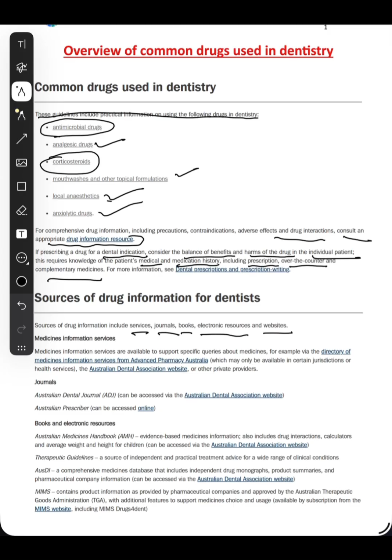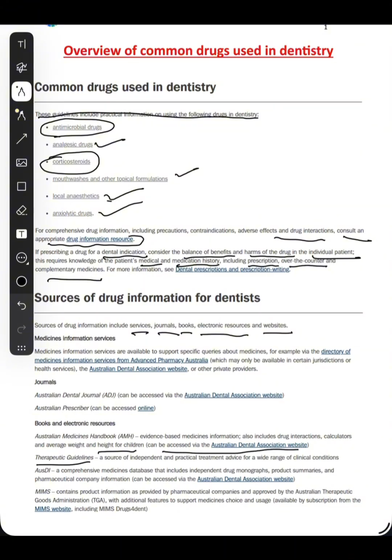Now about the journals. The Australian Dental Journal, ADJ, can be accessed via the Australian Dental Association website, or Australian Prescriber, which can be accessed online. You also have books and electronic resources. So the Australian Medicines Handbook is evidence-based medicine information, and also includes drug interactions, a calculator, and average weight and height for children. It can be accessed via the ADA website.